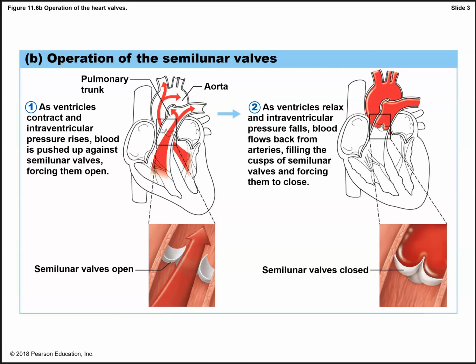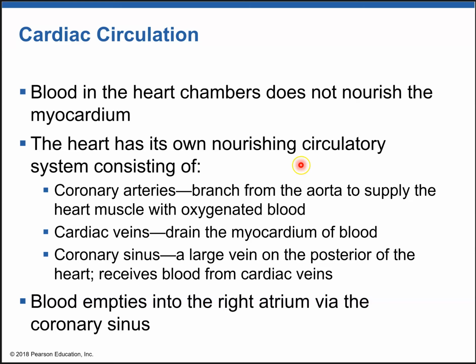So if you look at cardiac circulation, the heart chambers do not really nourish the myocardium. They have their own blood vessels we call coronary arteries and veins. So coronary arteries are the branches of blood vessels from the base of the aorta that supply blood to the heart muscles. Right at the end of the aorta, really tiny arteries branch off to form major coronary arteries, and then you have the coronary veins. Now the coronary veins drain the deoxygenated blood back into the right atrium.